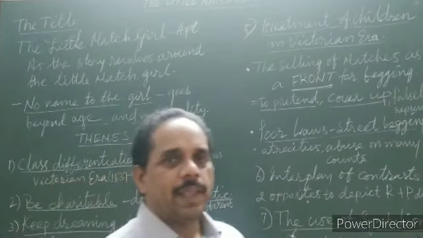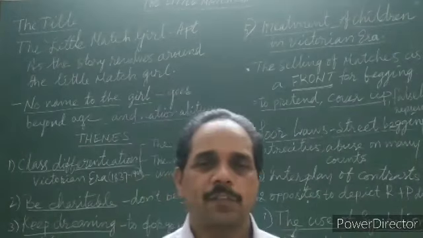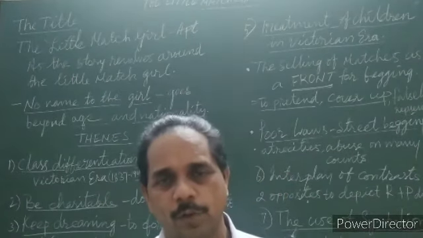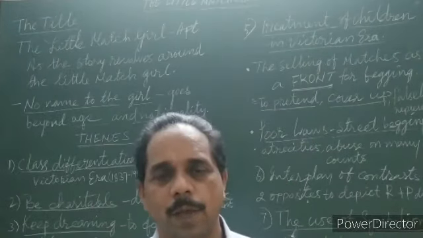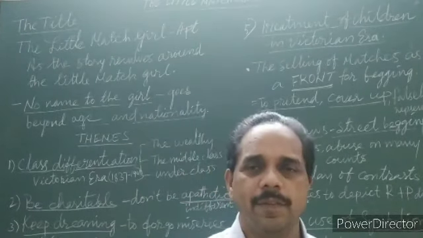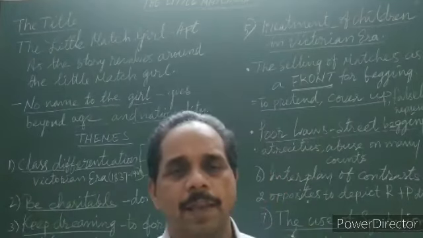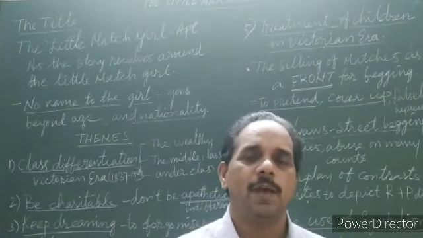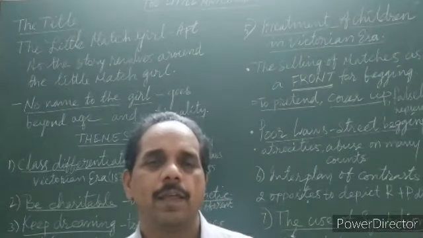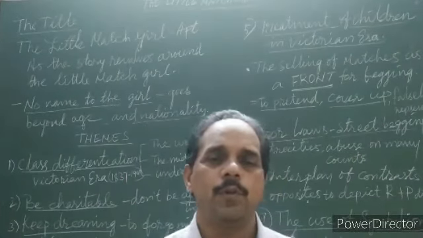There is no name given to the girl. The girl is not named, her age also is not mentioned. The purpose is that by not giving the name and age, Andersen is presenting a child who is being abused or one who is being put to trouble.